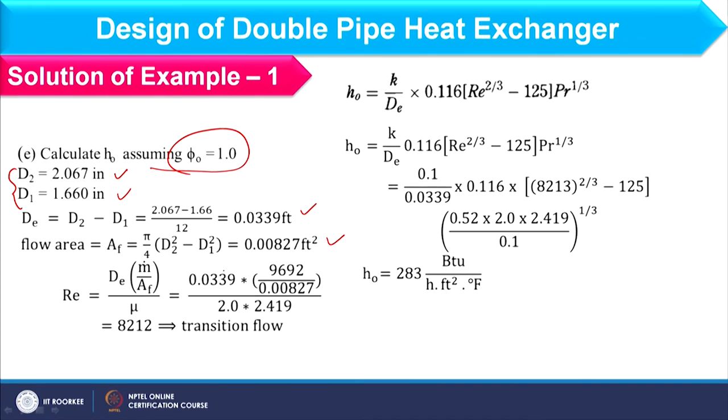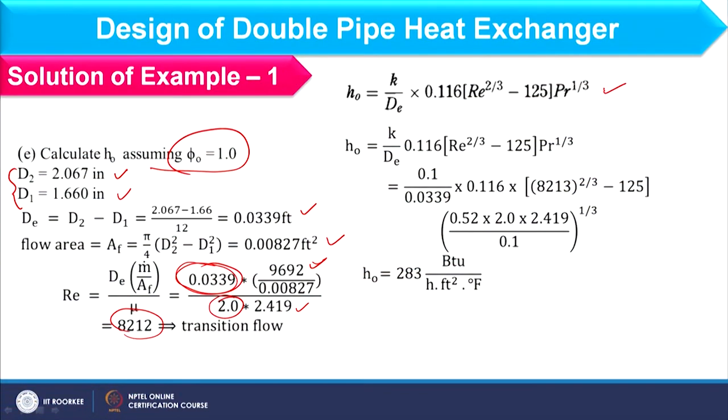So you can find this value, and further we can find out the Reynolds number in annular side, right? This equivalent diameter we just have calculated, and considering mass flow rate of aniline and viscosity of aniline with the conversion factor, we can find out Reynolds number as 8212. So if you see this range of Reynolds number, the flow is transition flow, okay? So if I am having the transition flow, we have to use another equation which is shown over here, okay? So you can consider this equation.